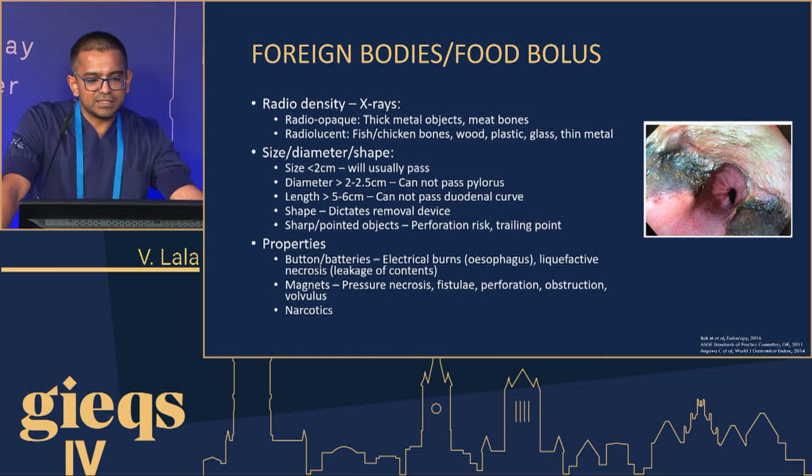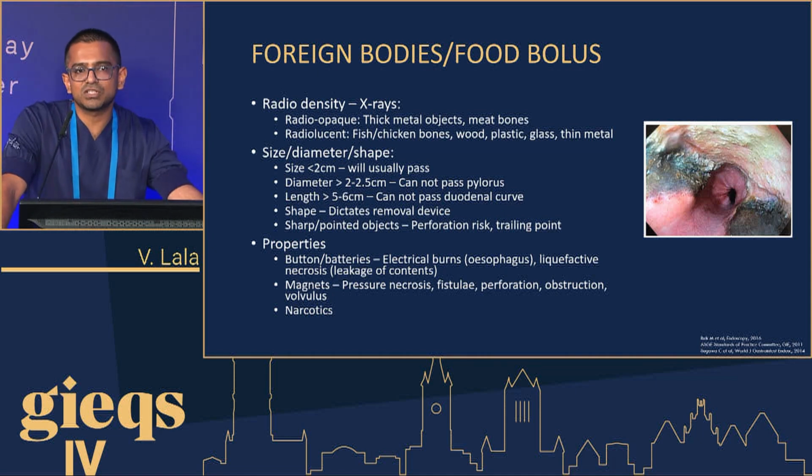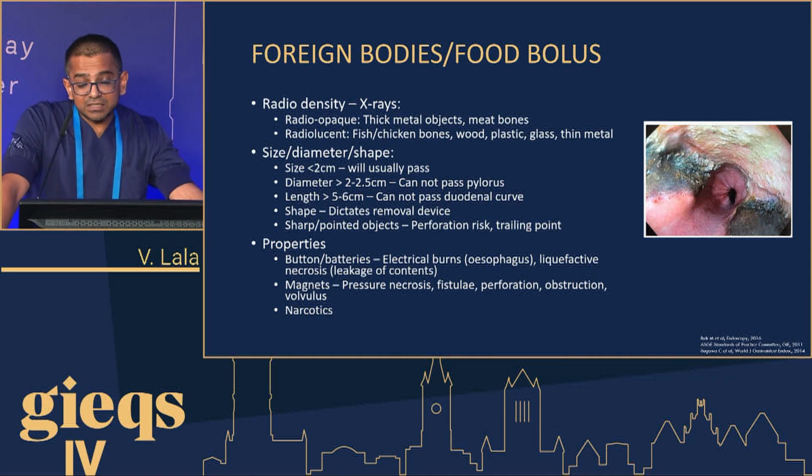You then want to ask yourself about the properties of the foreign object. And this pertains to things like batteries, particularly button batteries, which have a high risk of electrical burns in the esophagus, but not so much in other parts of the GIT. The batteries can also leak from the internal contacts and cause liquefactive necrosis. So consider leakage, not just the button itself causing electrical burns. Magnets, and it doesn't have to be two magnets. It can be one magnet attached to some sort of metallic object. And magnets essentially cause their damage by means of pressure necrosis, and this can lead to perforation, fistulae, obstructions, volvulus.